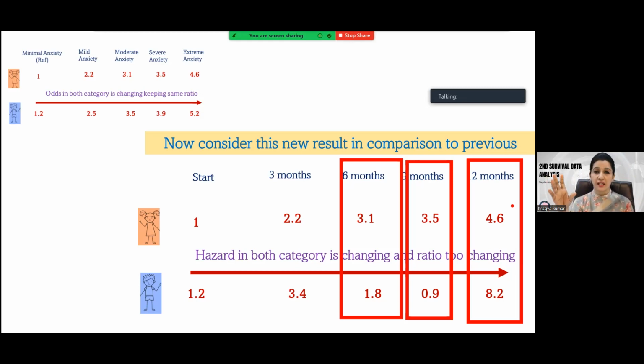We'll discuss what variable to be put into the model. How will you decide for that? Apart from the clinical judgment, you will check for this proportional hazard assumption. And if the proportional hazard assumption is not met, you cannot put that variable into the model. Or if you want to put that variable into the model, go for the extended Cox.